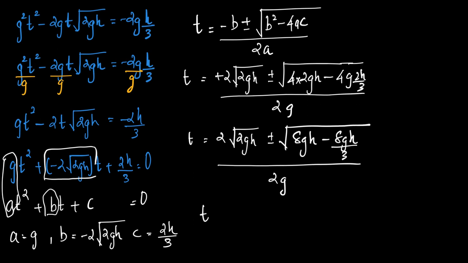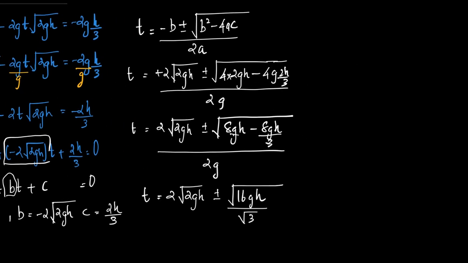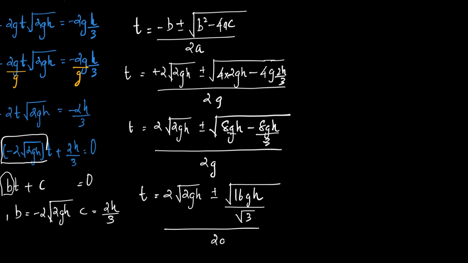Now t will be equal to 2 into root of 2gh plus or minus root of, how do we do the calculation? How do we make it simple? Okay, so 8 into 3 is 24. 24 minus 8 is 16, right? So this is root of 16gh, the whole upon, now by 3 I'll write it as root 3 by root 3, okay, the whole upon 2g.